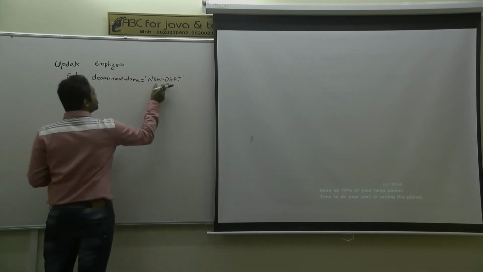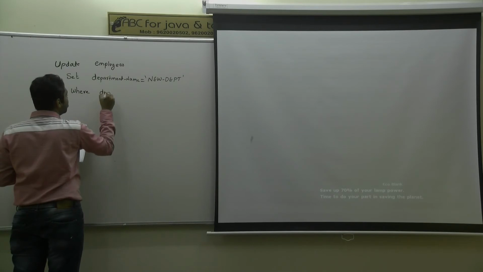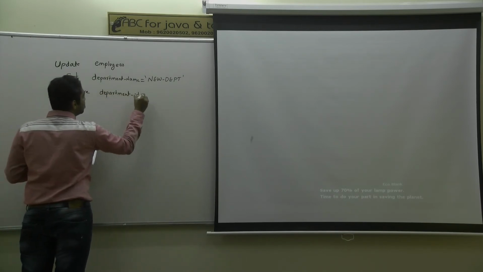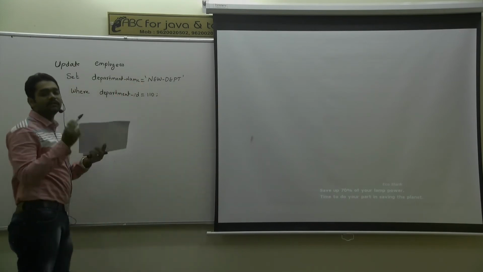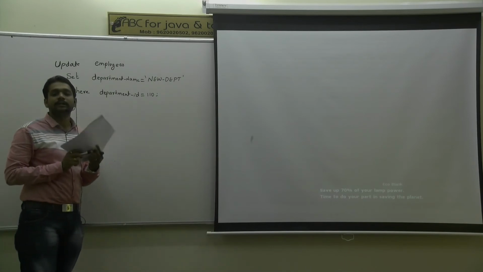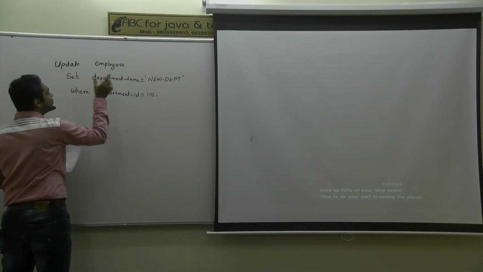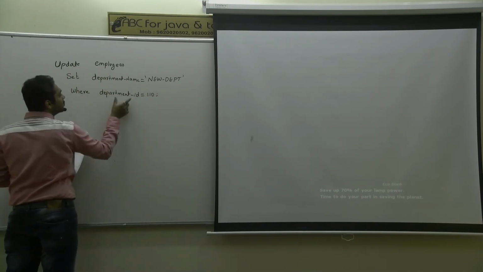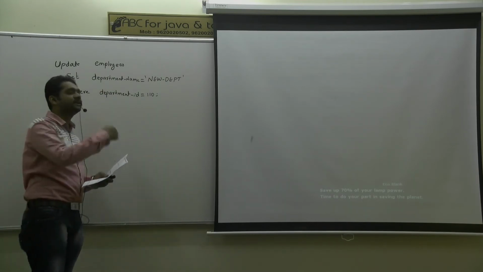That name should be changed to new department wherever the department ID is 110. There only you set this new name for the old name. See, update this table. Set a new data for this column wherever this column's data is 110. Simple. Anyway, let us see whether it will work or not.